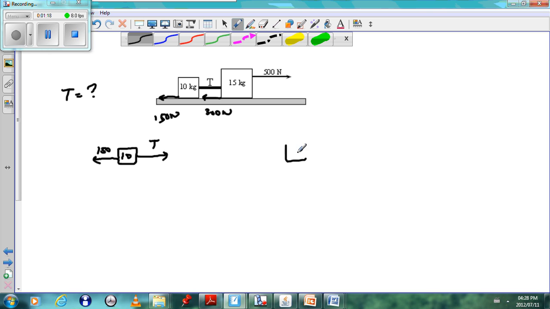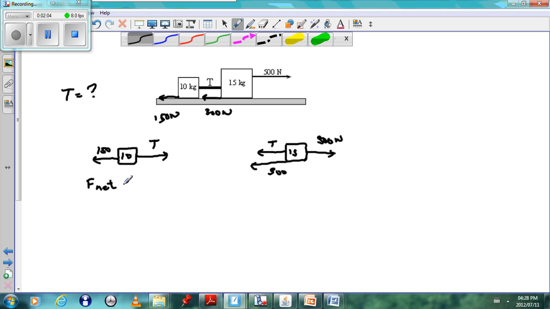And if you look at the 15 kilogram mass piece, we see that there's a force of 500 Newtons applying directly onto the object, and T is pulling the object back. But if you look carefully, we'll see that there is also a frictional force of 300 Newtons pulling the object backwards to the left. So we have to be very careful that we can have more than one force applied in a specific direction.